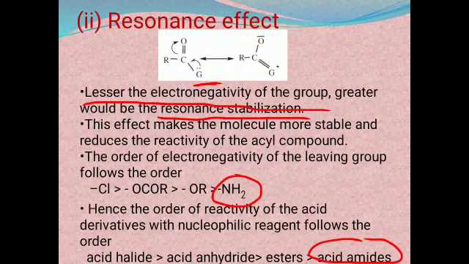Similarly, come to the first one, Cl minus. Cl minus has more electronegativity. More electronegativity means the resonance stabilization will be lesser. When the resonance stability is low, the reactivity will be higher. So the acid halide stands first in reactivity among the acid derivatives of carboxylic acid. So this is the method by which the various acid derivatives are classified by their reactivity. Thank you.